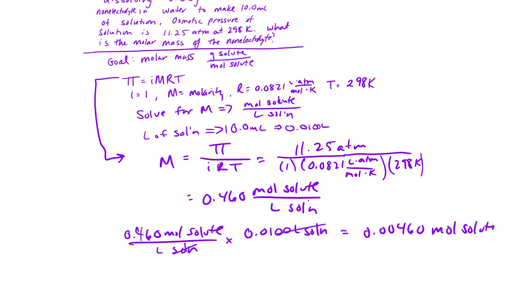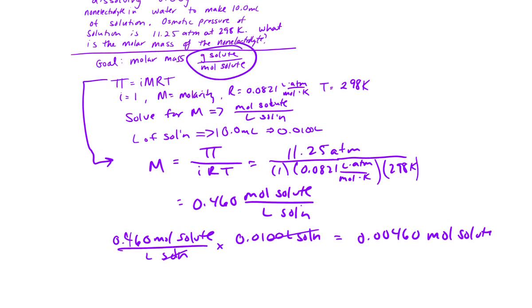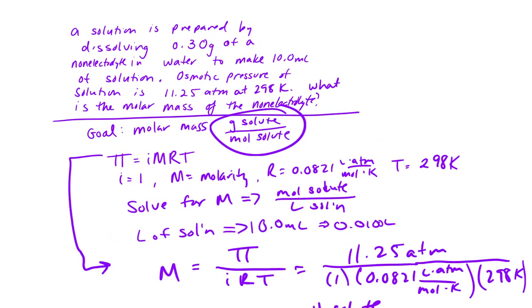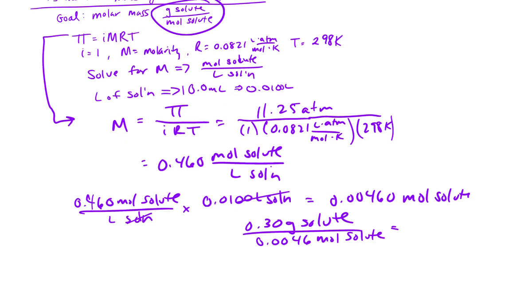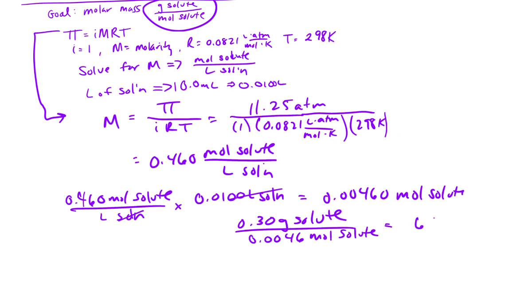Remember, our goal is grams of solute per mole of solute. We know how many grams we used, 0.3 grams in the problem. So we take our mass of solute, 0.3 grams, and divide it by the moles. Let's check our units here. We get grams per mole, both of solute, and we end up with a value of 65.24. We'll leave an extra figure on here, grams per mole.